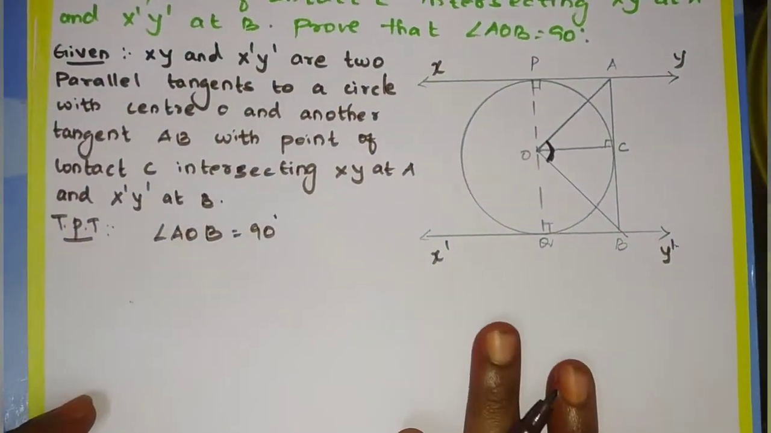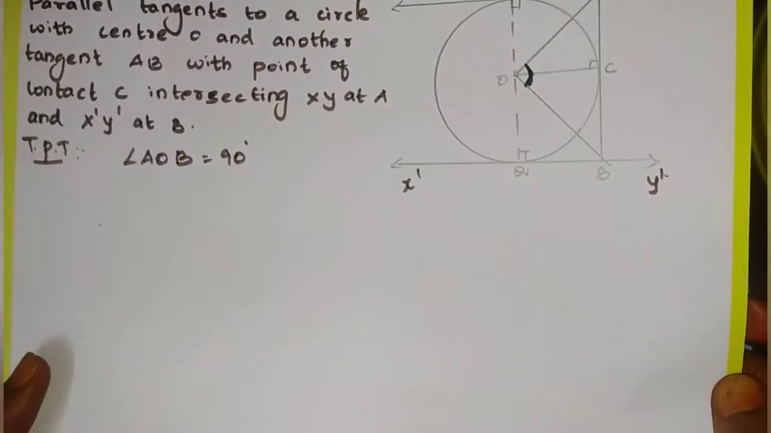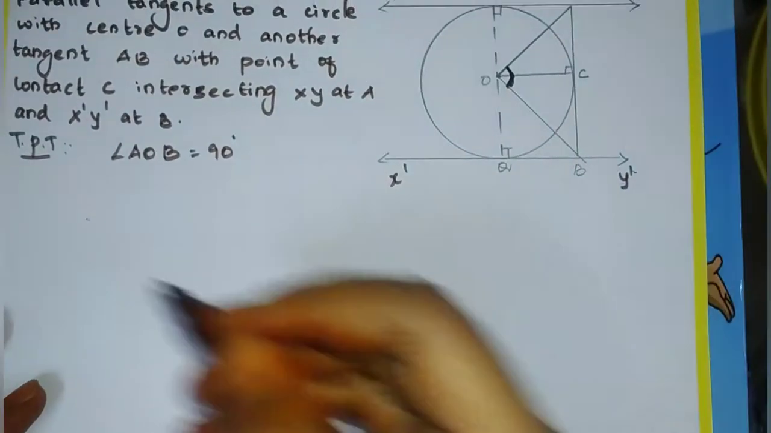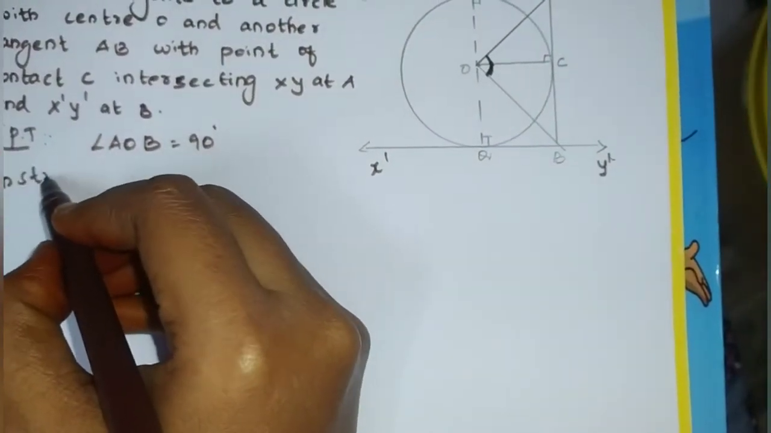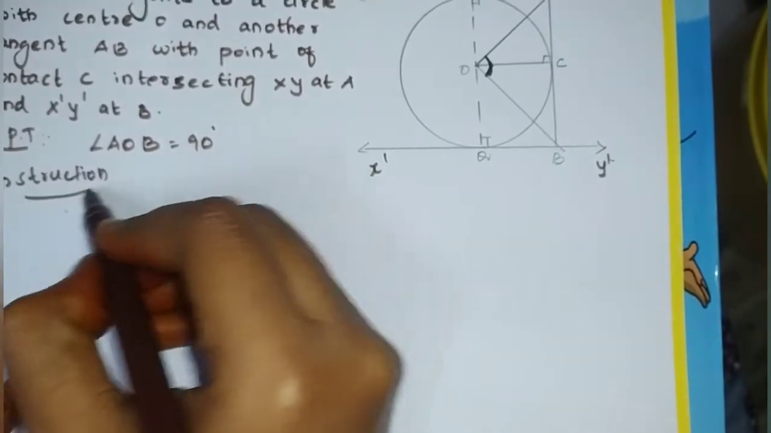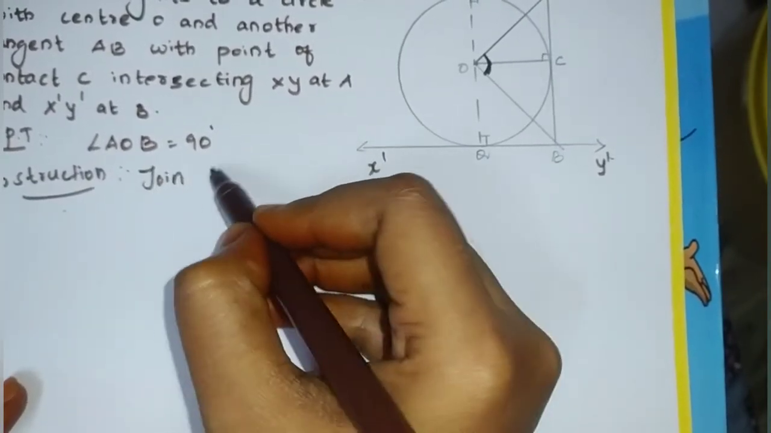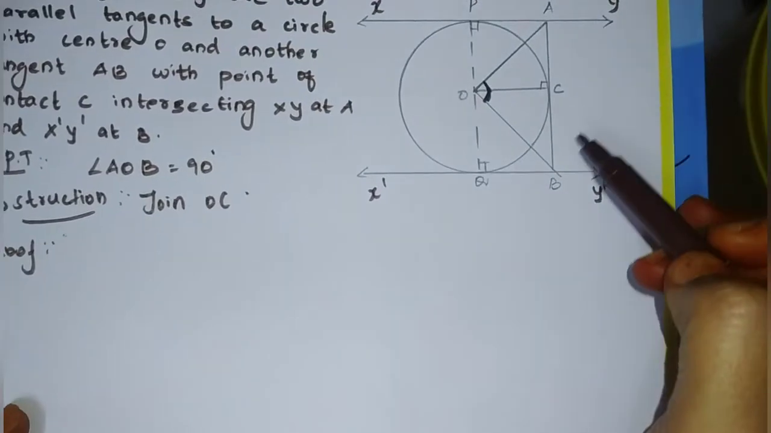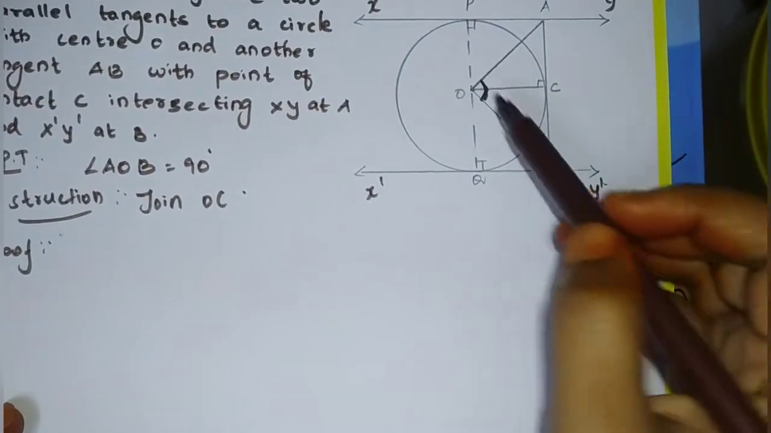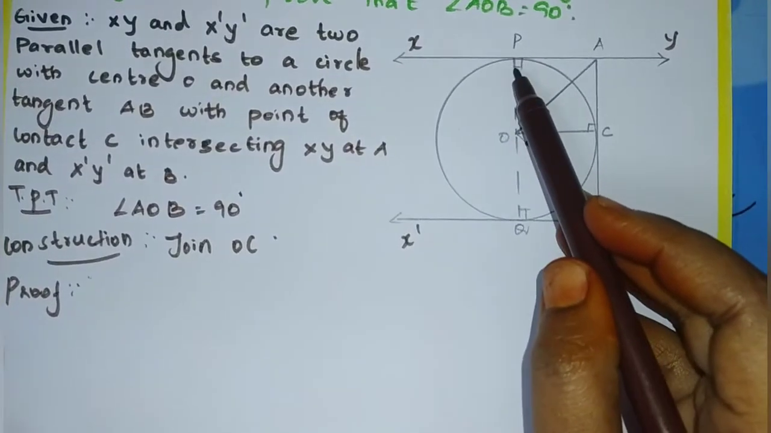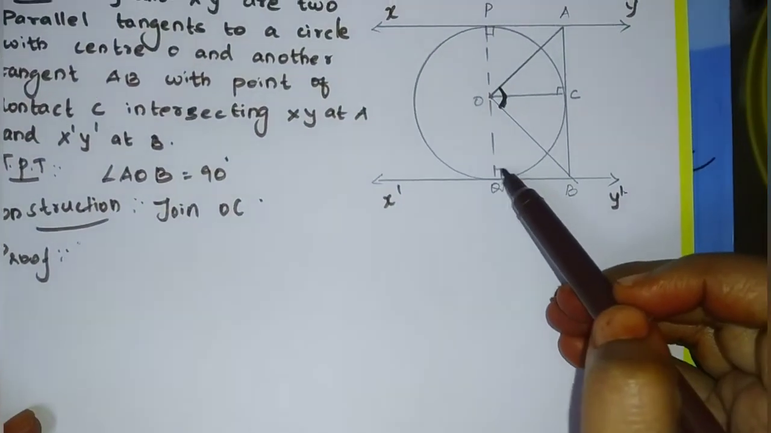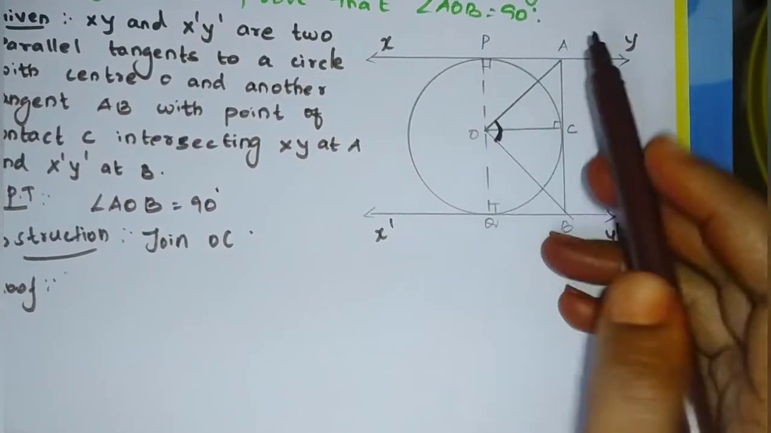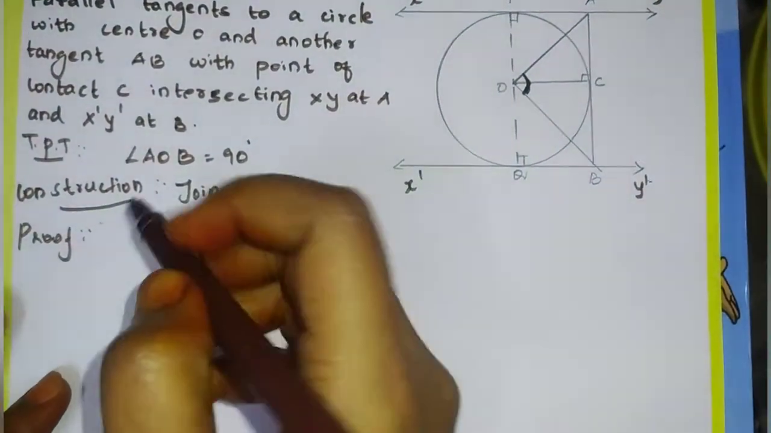So how can we prove? See here, before that you have to join this one also, OC. Join OC. Construction. Now proof. By the tangent radius theorem, we know that this angle makes 90 degrees, this one also 90 degrees, and this one also 90 degrees, because from the center to the point of contact it makes 90 degrees by theorem 10.1.